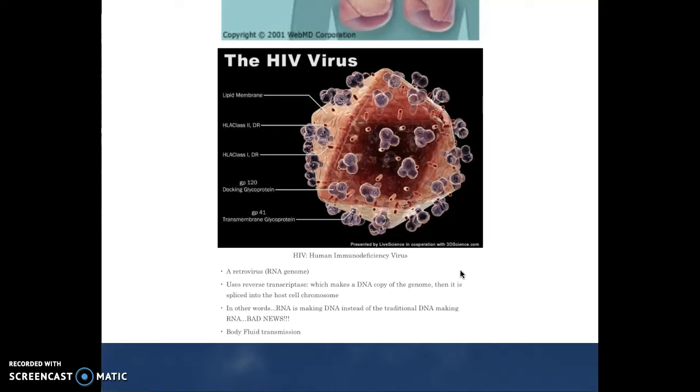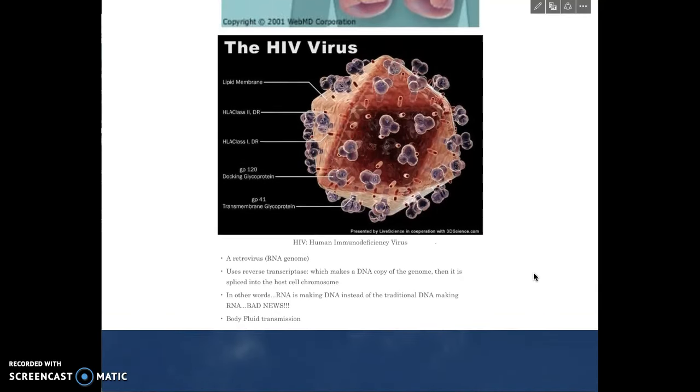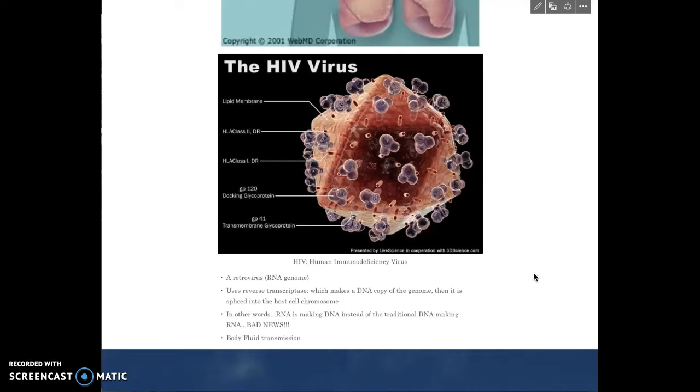So this leads to a lot of bad news for us because it's very hard to defend against something like that. And this happens through body fluid transmission, which I'm sure you've heard about before. So these are the types of viruses, and these are sort of how viruses work.